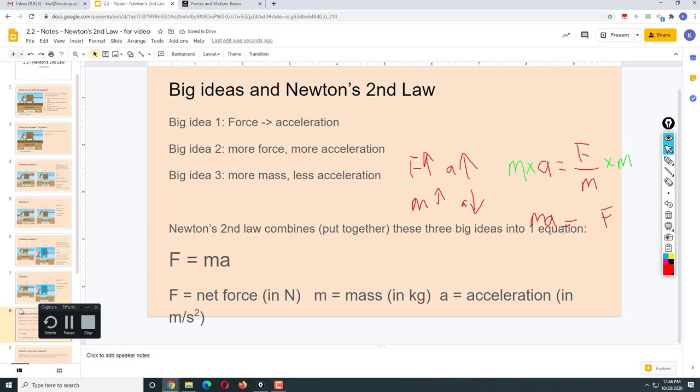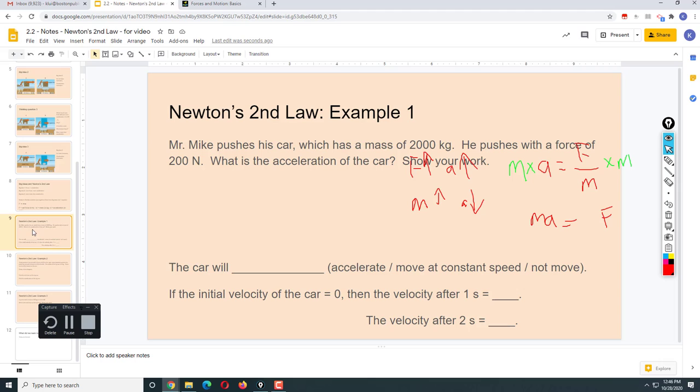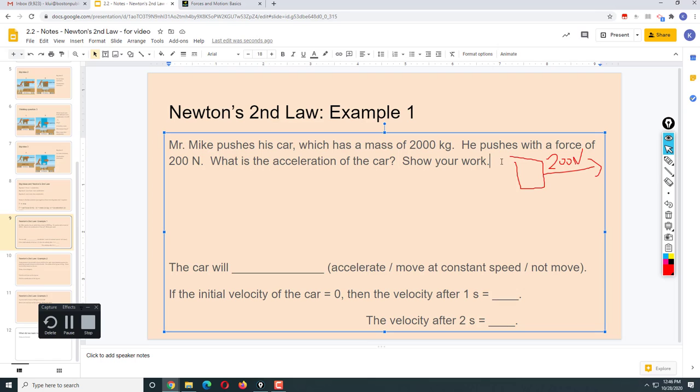Okay. Let's look at some examples. Mr. Mike pushes his car, which has a mass of 2,000 kilograms. He pushes with a force of 200 newtons. What is the acceleration of his car? So if we draw a free body diagram, we don't know what direction, let's say this way. That's it. There's only one force. This one is not a force, it's a mass. So we know that F equals ma.